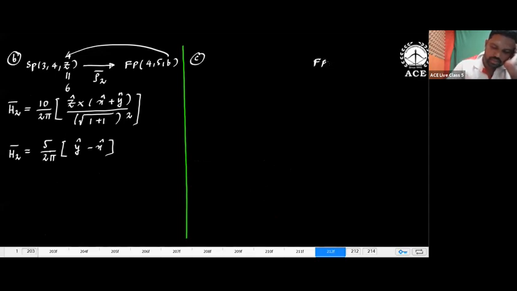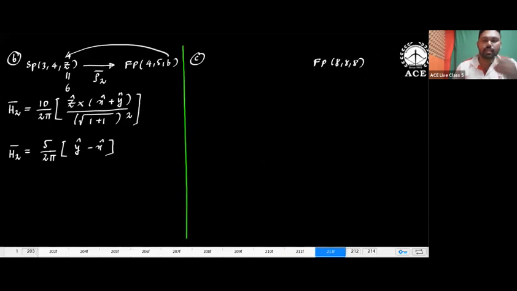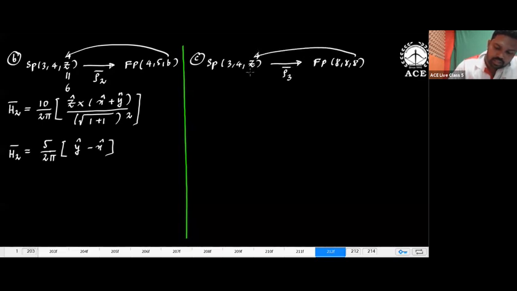What is the field point? 8, 8, 8. That is what we have taken as an example, isn't it? So to get a perpendicular distance, I should maintain the Z value as 8 on the line current. So here it is. Source point is 3, 4, Z. Here it is a perpendicular distance, rho 3 vector. To get a perpendicular distance vector, I should maintain Z value same. So here it is.